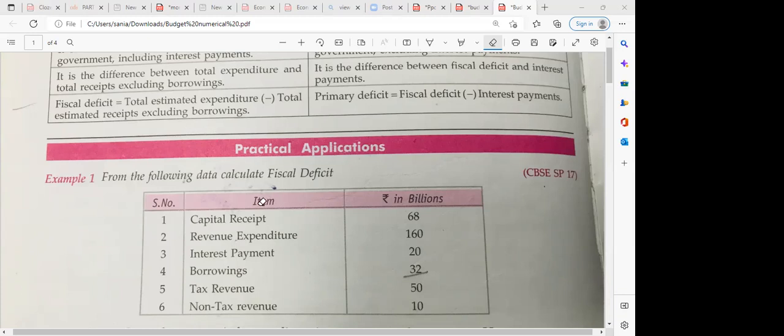Yeah, ma'am, I got the answer as 92. Okay, what did you do? I took all the expenditure and the estimated receipts also, and then subtracted. Okay, total estimated expenditure, you took revenue expenditure and capital expenditure, interest payment. Okay, why did you take interest payment? This is the formula: total estimated expenditure and total estimated receipt.